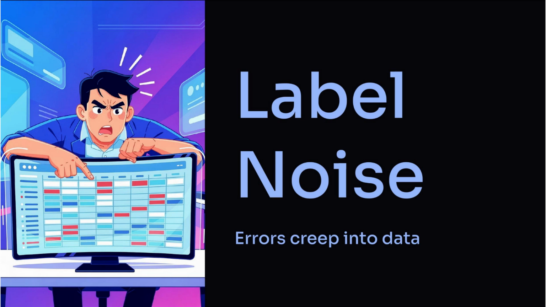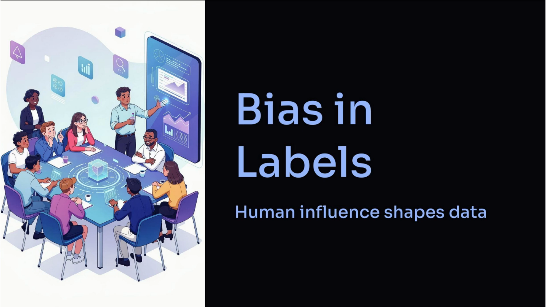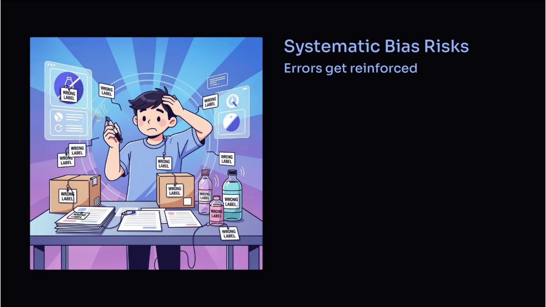Label noise occurs when labels are incorrect or inconsistent. Noise limits achievable performance. Noisy labels mislead learning. Models may fit errors rather than meaningful patterns. Bias in labels reflects human perspectives. Social and cultural assumptions can become embedded in data sets. Systematic bias scales with deployment. Once trained, biased models propagate those patterns widely.